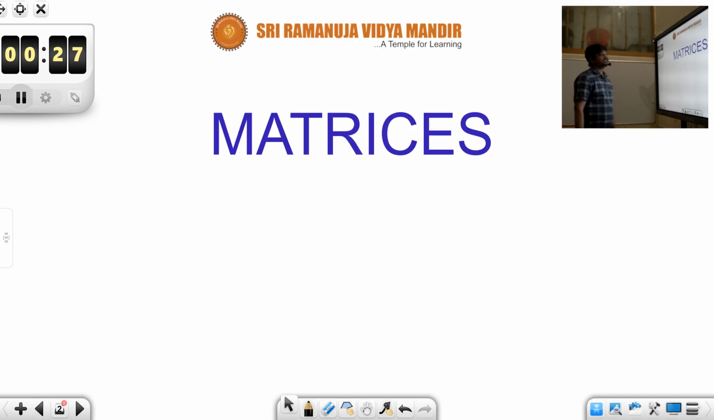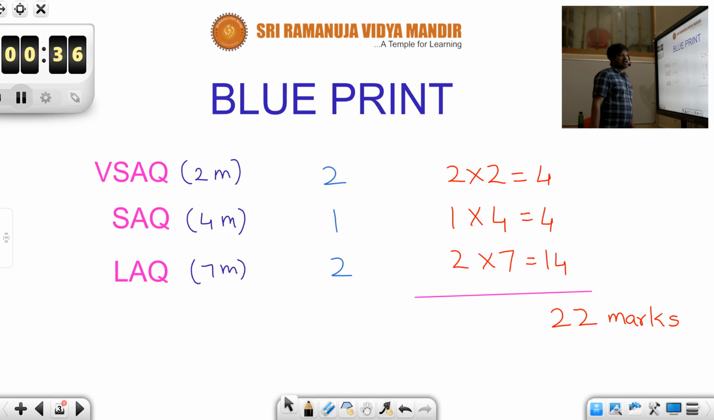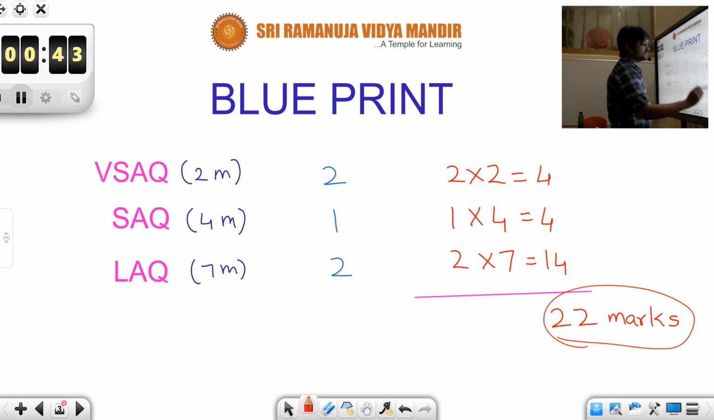First of all, we have learned that matrices form a very important chapter as far as your algebra is concerned. Okay, and there is a 22 marks weightage in your IPE. So this is a very important chapter.